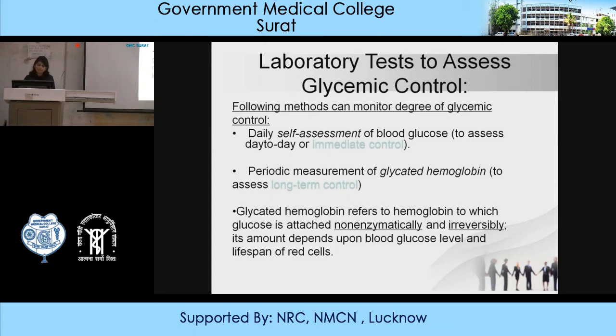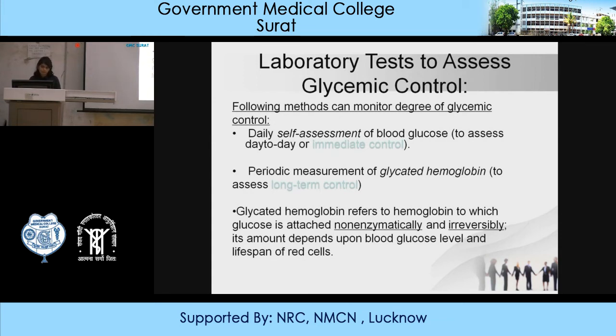The following methods can monitor the degree of glycemic control. Here we are dividing it into two different things. First is tests to measure immediate control and tests for measurement of long-term control. For immediate control, daily self-assessment of blood glucose is needed, and for long-term control, periodic measurement of glycated hemoglobin, that is HbA1c, is recommended.